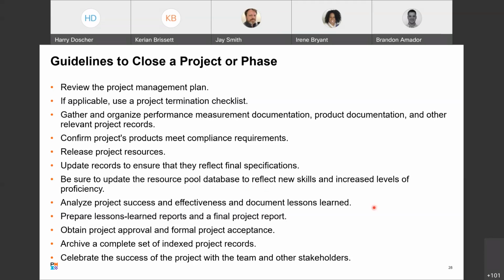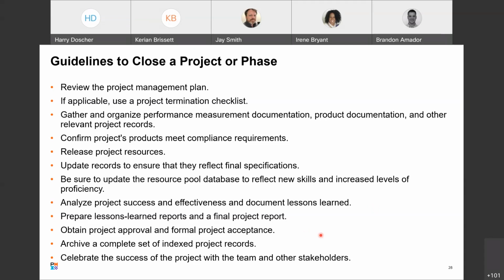Okay. Analyze project success and effectiveness and document your lessons learned. We've talked about that. Prepare lessons learned reports and a final project report. The requirements for this would be established by the governance, by leadership, and whether or not you need to do that.